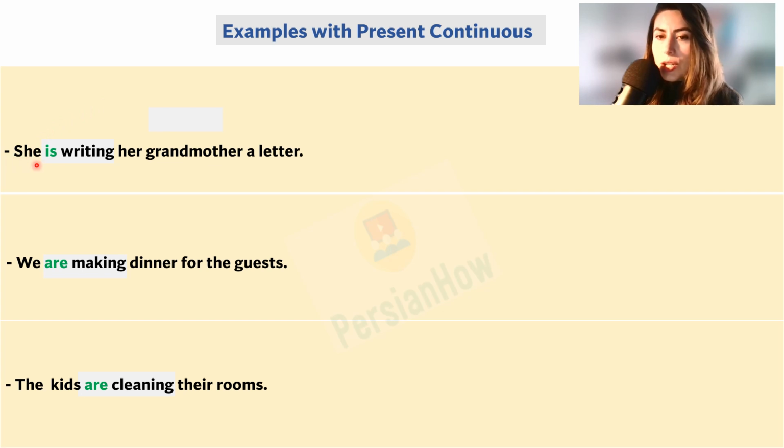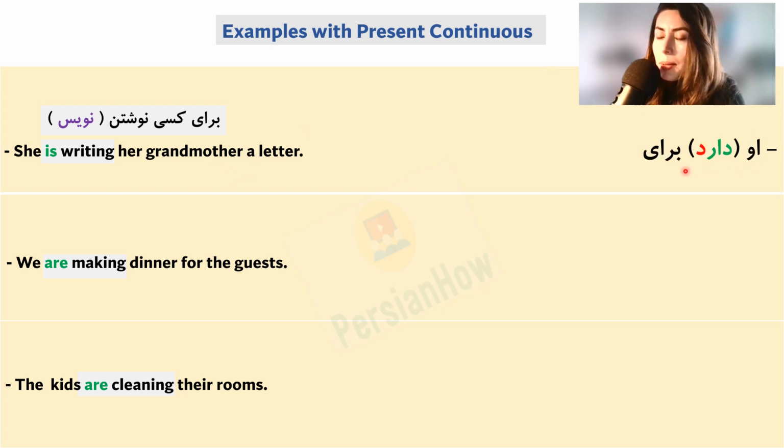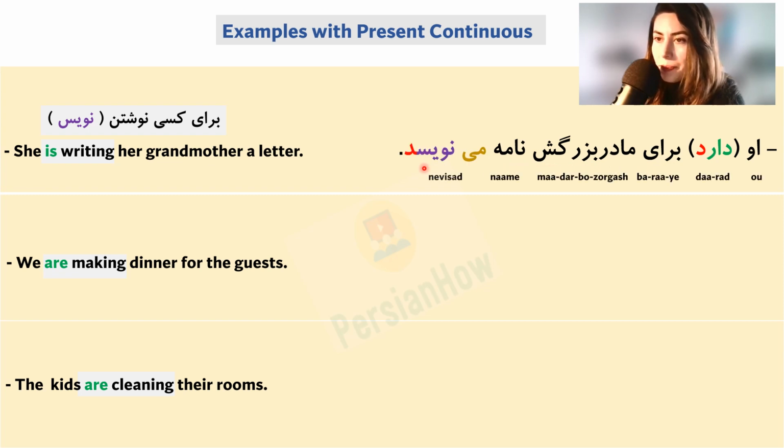The first one, she is writing her grandmother a letter. So to write is نوشتن. نویس is the present stem. But remember, in Farsi, we write for someone because نوشتن is a prepositional verb. So it's like literally saying she for her grandmother a letter is writing. برای کسی نوشتن. کسی is someone, which in this case is her grandmother. او دارد برای مادر بزرگش نامه می نویسد.